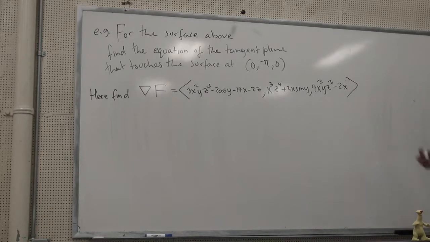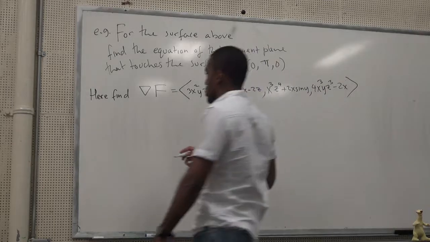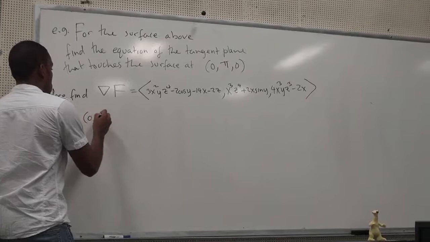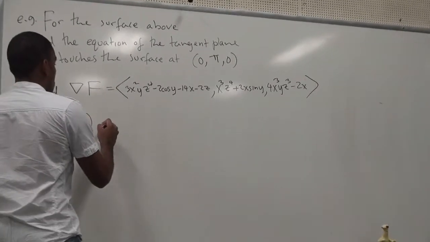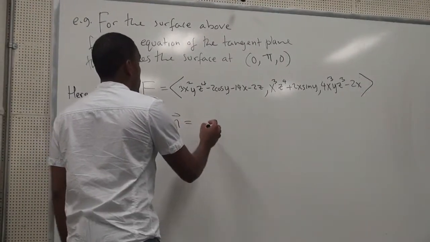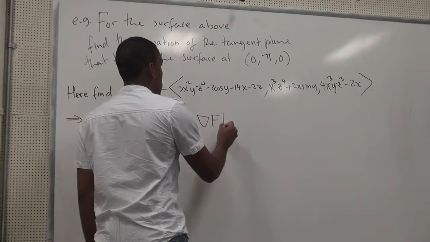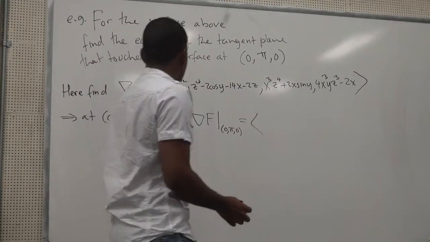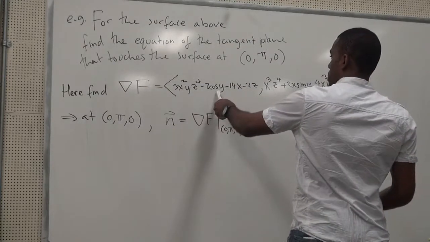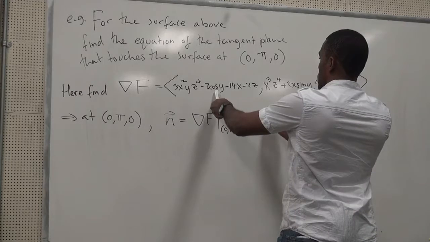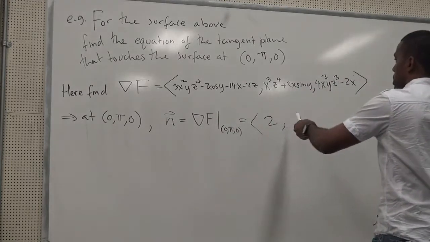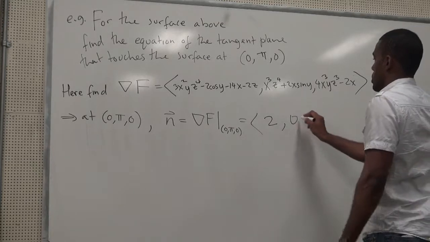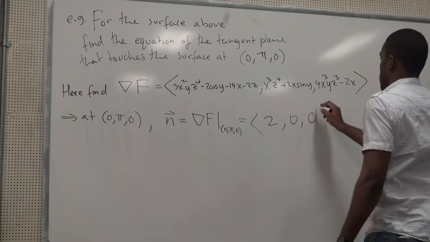And what that actually does is give you a general form for the normal. So this implies at (0, pi, 0), the normal vector to your plane is just going to be the gradient of f evaluated at (0, pi, 0). So that would be 0. Cosine of pi is minus 1, so that would just give you 2. That's 0, 0. That's also 0.